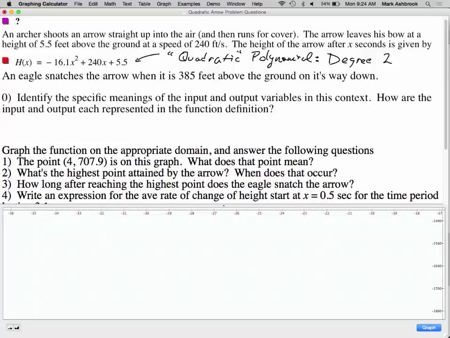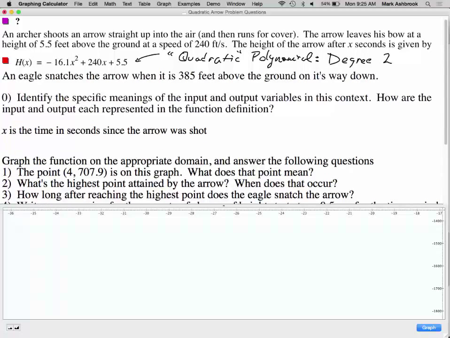Okay, and how is that represented in our function definition? X. Okay, what is somebody else? What is the output? Did you get it? What's your name again? Joey. Oh, Joey. Okay, so Joey, did you get this? What is the output in this? Height in feet of the arrow. Okay, height in feet of the arrow.